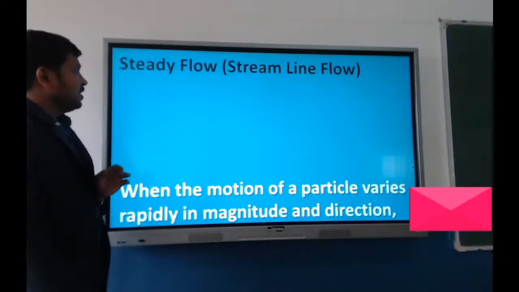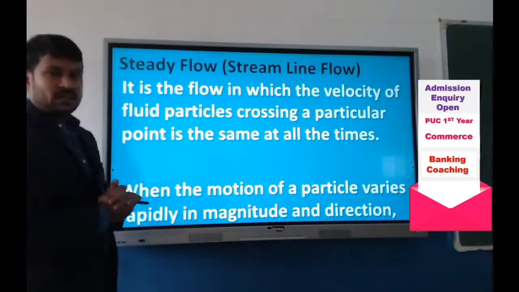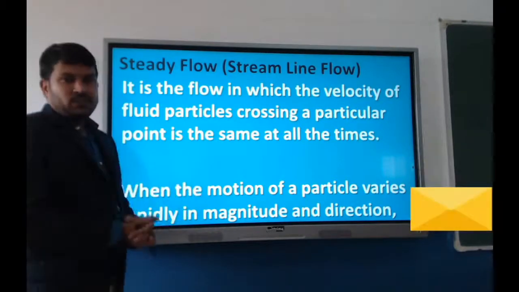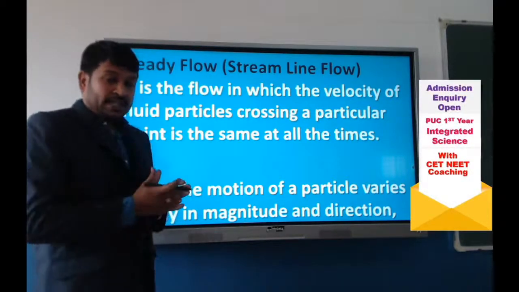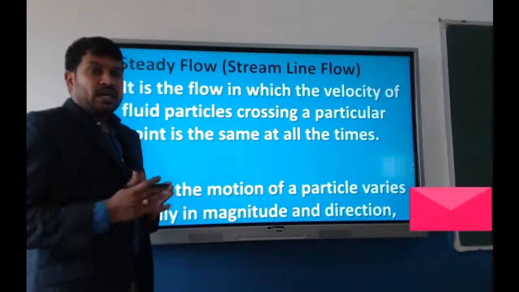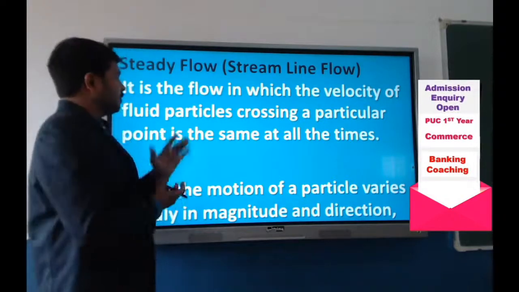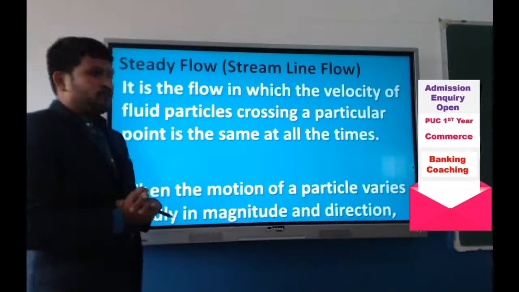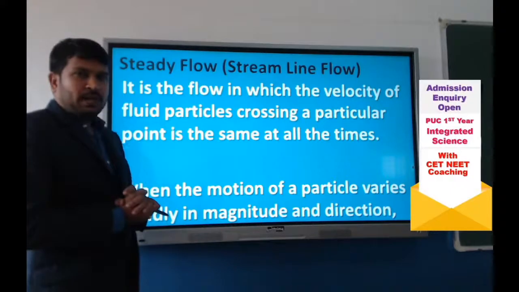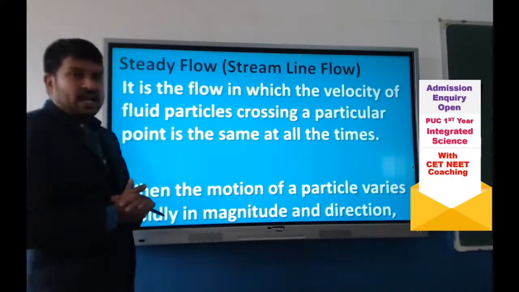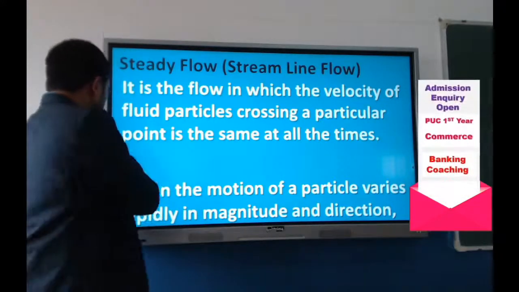Okay, next one, steady flow. What is steady flow? Consider any liquid that I allow to start flowing. Steady means regular, continuous. Another name is streamline flow. I will define it first. It is the flow in which the velocity of a fluid particle crossing a particular point is the same at all times, which we call streamline flow.